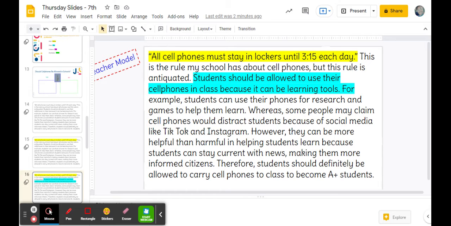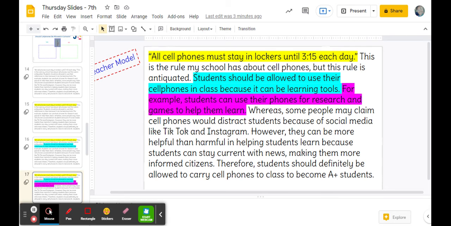So based on that, there needs to be some evidence. And in this paragraph, there's some evidence that proves or supports the claim that students should be allowed to use cell phones in class. So let's see what that evidence is. For example, students can use their phones for research and games to help them learn. So their claim is students should be allowed to use cell phones in class because it can be learning tools. And the evidence to support that claim is students can use phones for research and games to help them learn.